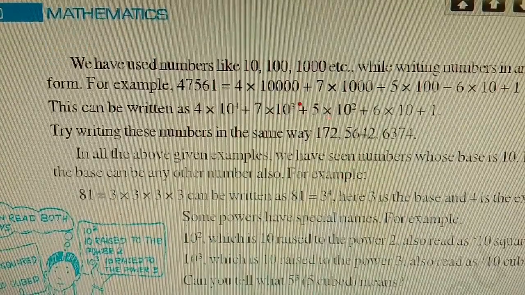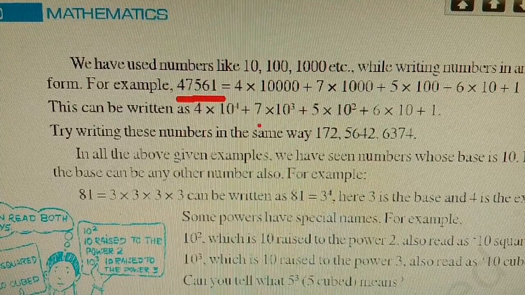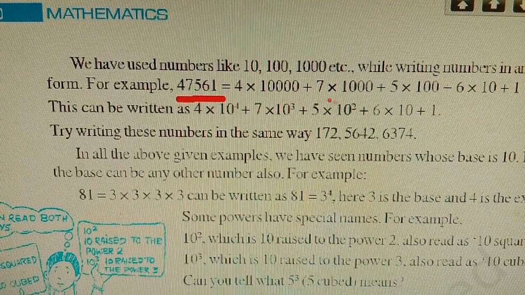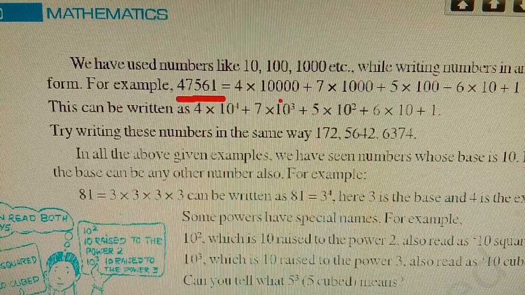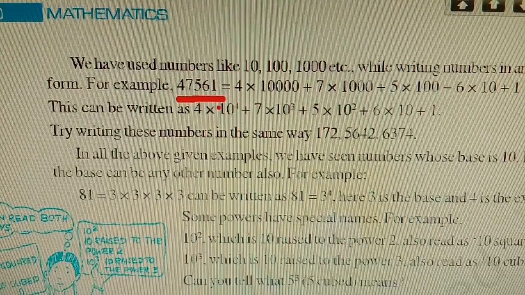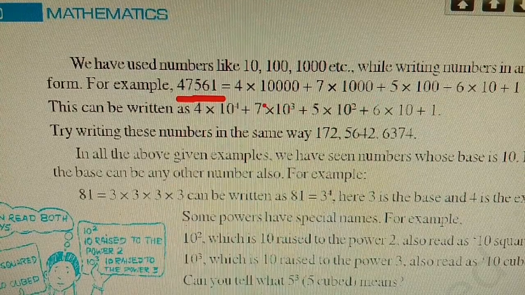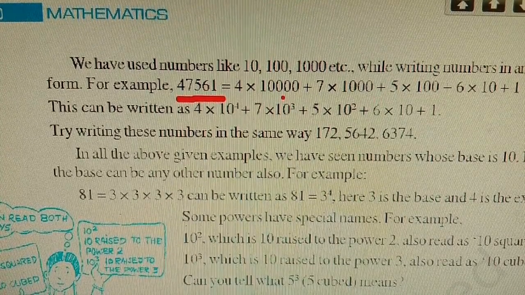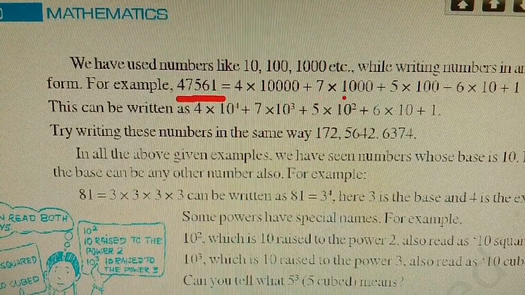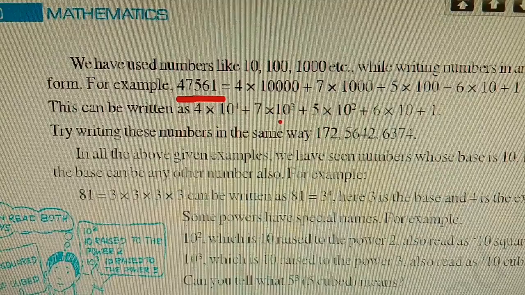Okay, here we can see an example for the 47,567. Here one example in your textbook, 47,567. Then normally in expanded form we are writing this way, 4 into 10,000 and 7 into 1000 plus 5 into 100, then plus 6 into 10 plus 1.